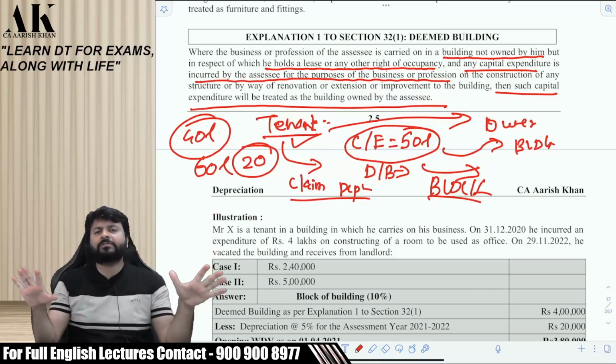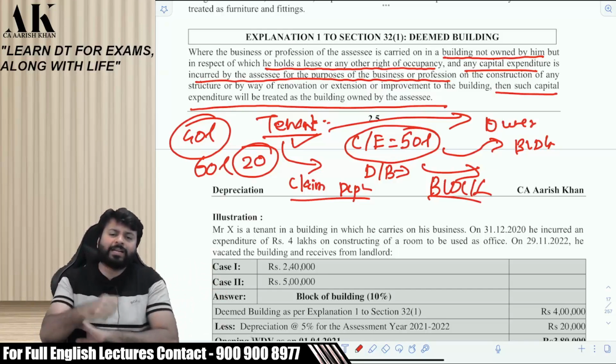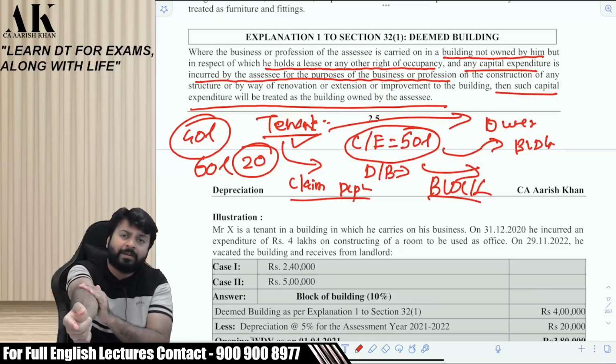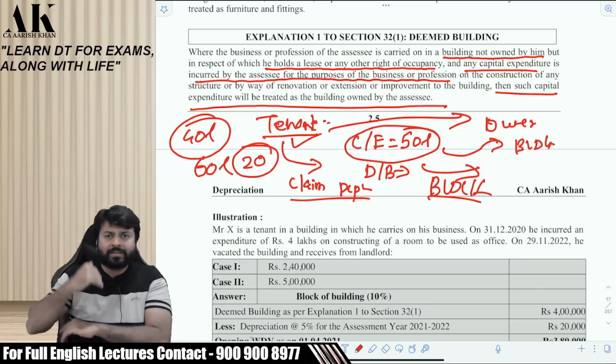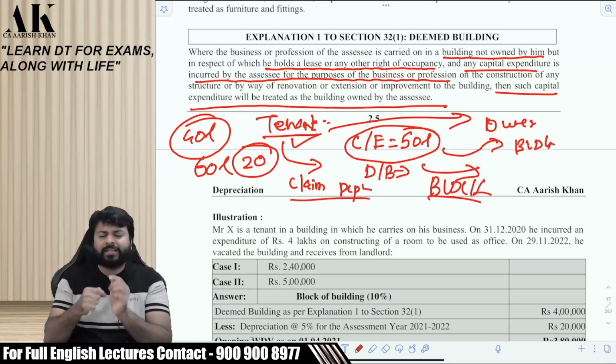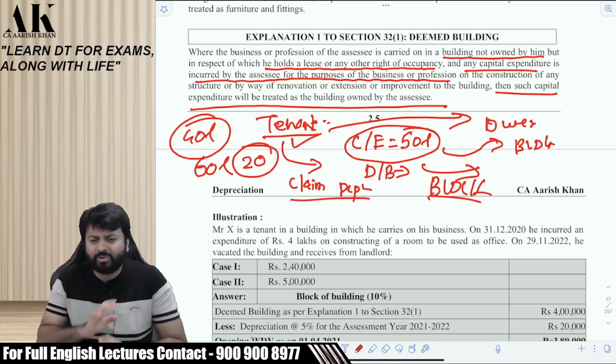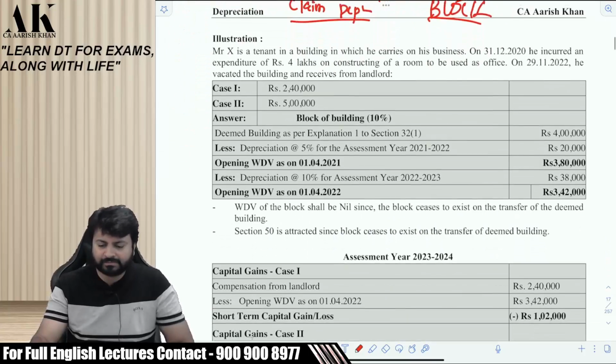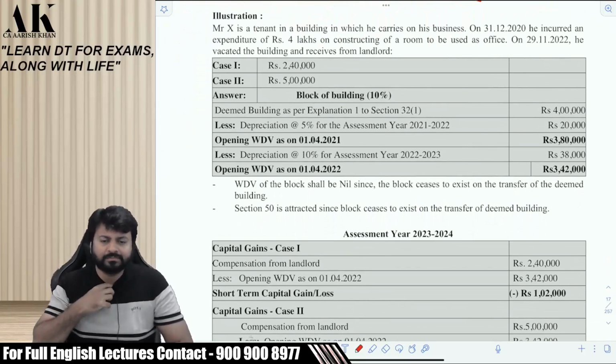So what are the benefits for the assessee? The assessee will get depreciation on that deemed building. What is the disadvantage for the assessee? Whenever the assessee returns that deemed building to the landlord and receives the money, at that time tax implication under the head capital gains will apply. Is it clear to all of you? You can see the example below, all of you, please, fast. This illustration.